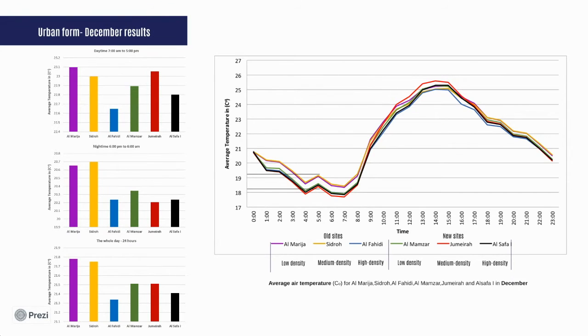In December, the old urban areas such as Al Marija and Sidro areas recorded the highest air temperature in the early morning, evening time, and the whole day averages, as illustrated in the three graphs. While in December, there were slight differences in the results between the different simulated densities.